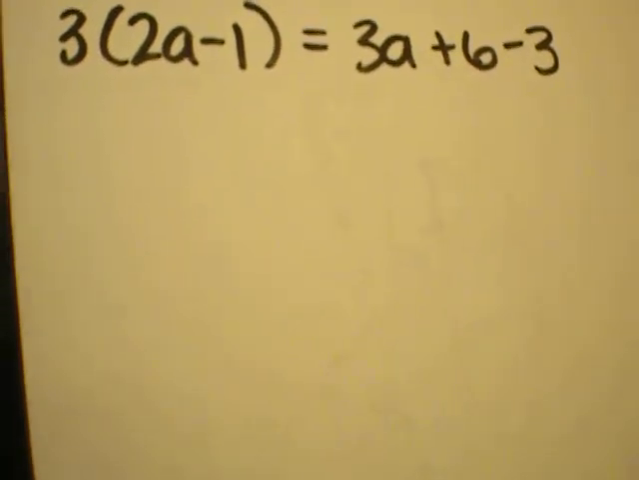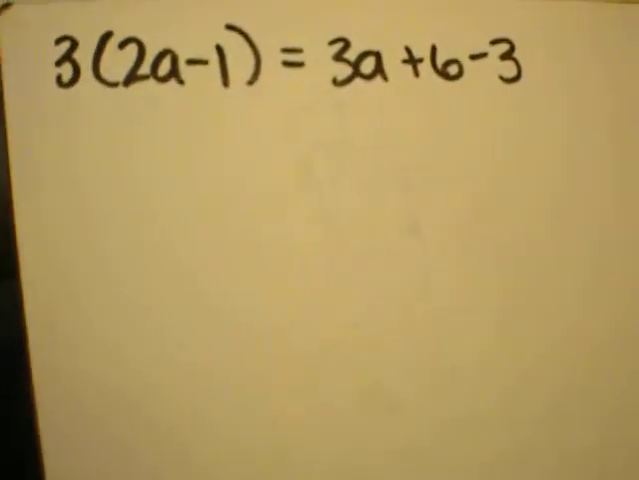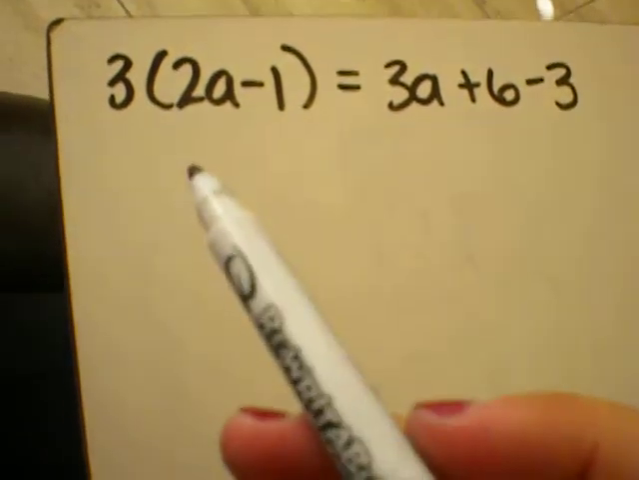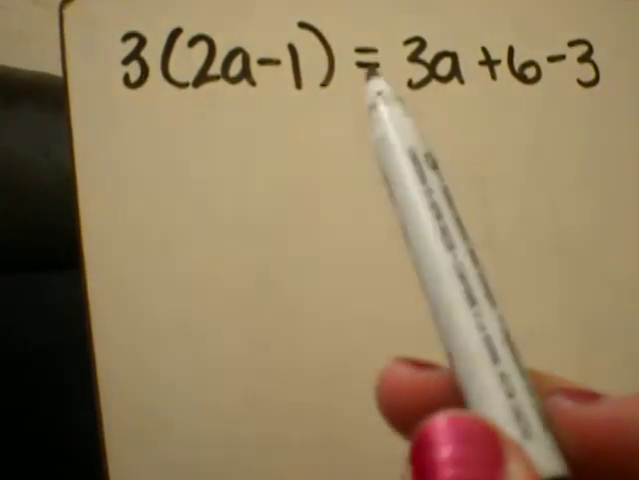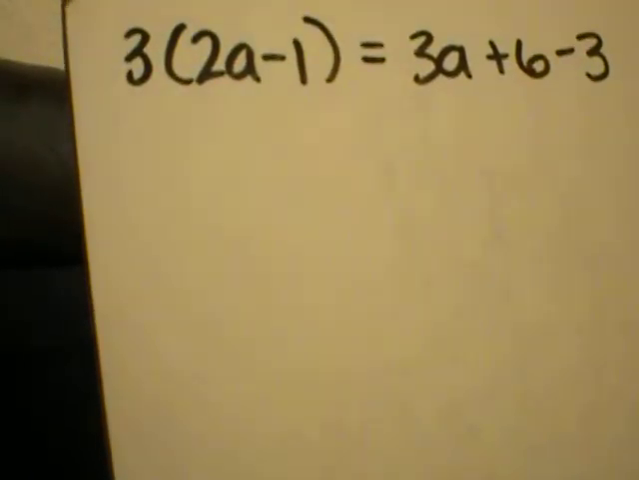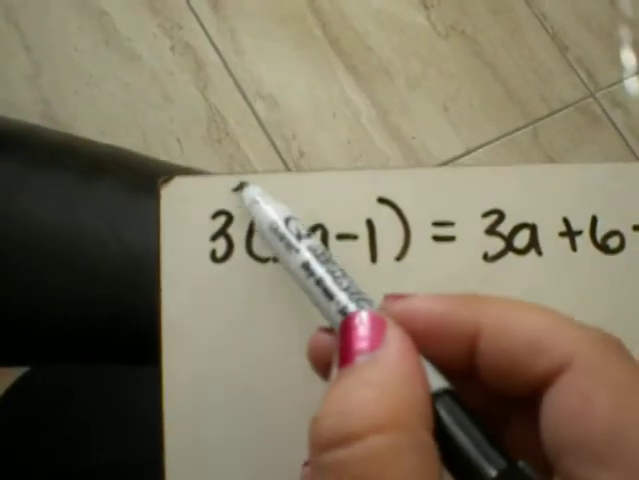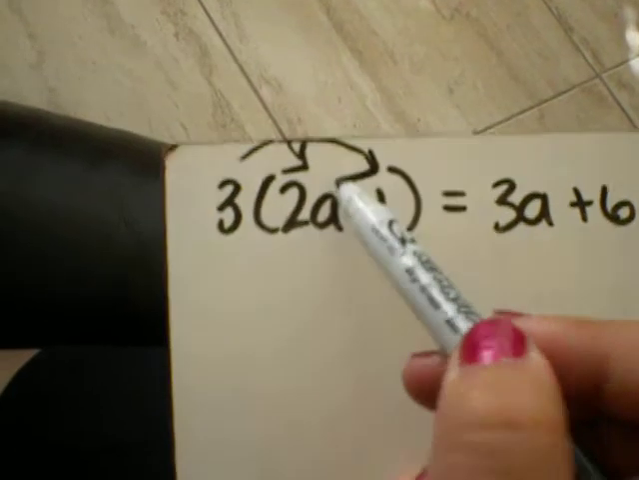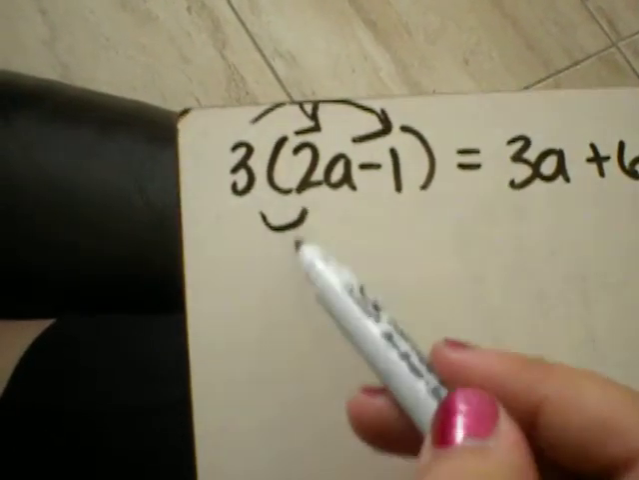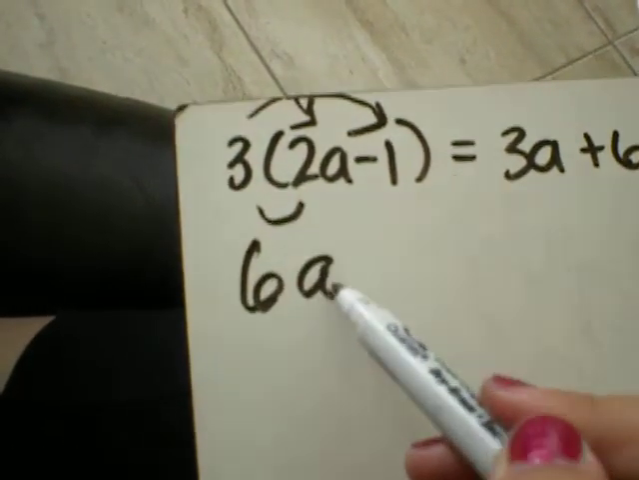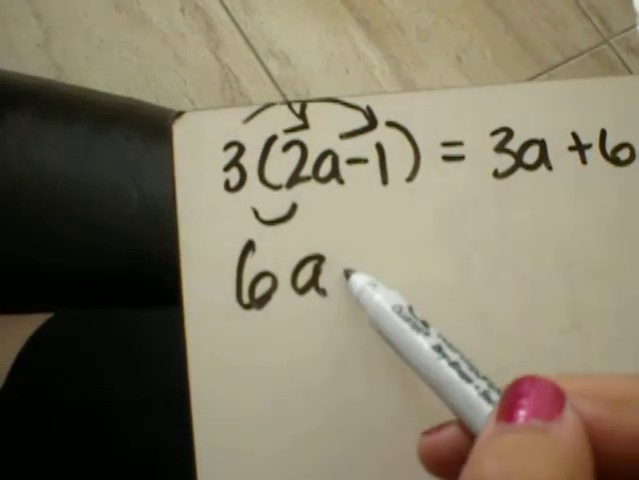Okay, so this problem is actually pretty simple. Don't get intimidated by the parentheses. It means nothing but the distributive property. So you're going to distribute this 3 to the 2a and to the -1. So 3 times 2a will be 6a, and 3 times -1 is -3.